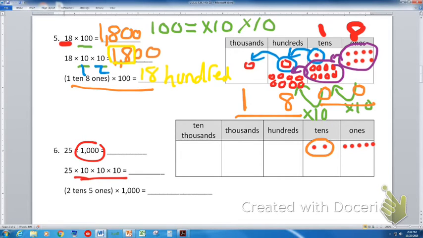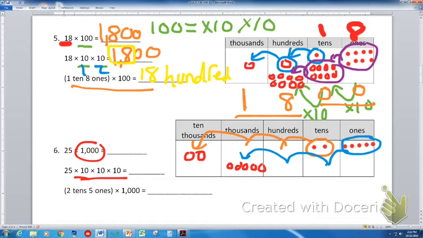So start with our tens, our 2 tens. We're going to move it once. We're going to move it twice. We're going to move it 3 times. So now our 2 tens are now in the 10,000s place. And then we're going to move our ones, our 5 ones. We're going to move it once. Going to move it twice. Going to move it a third time. 1, 2, 3, 4, 5.